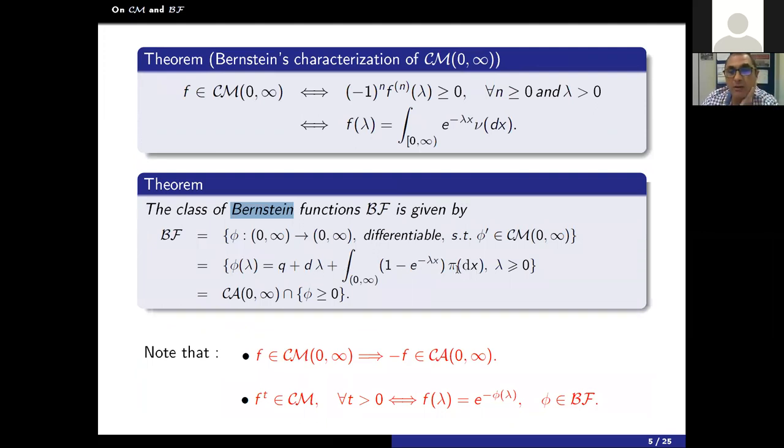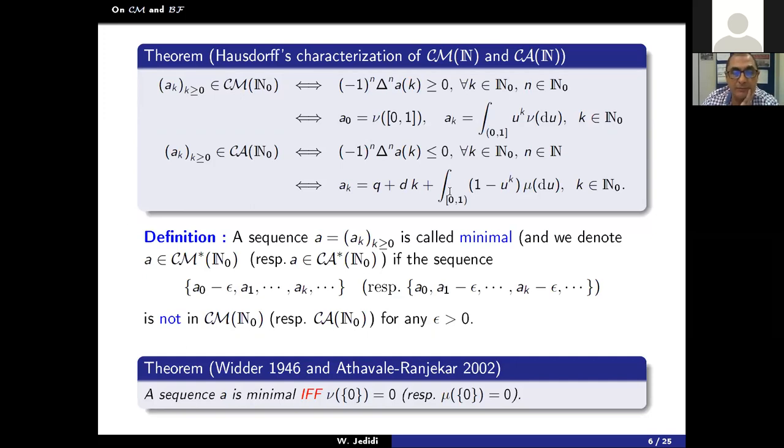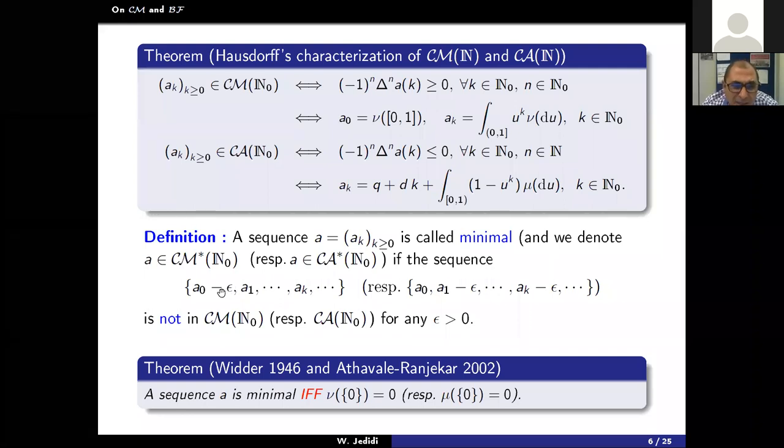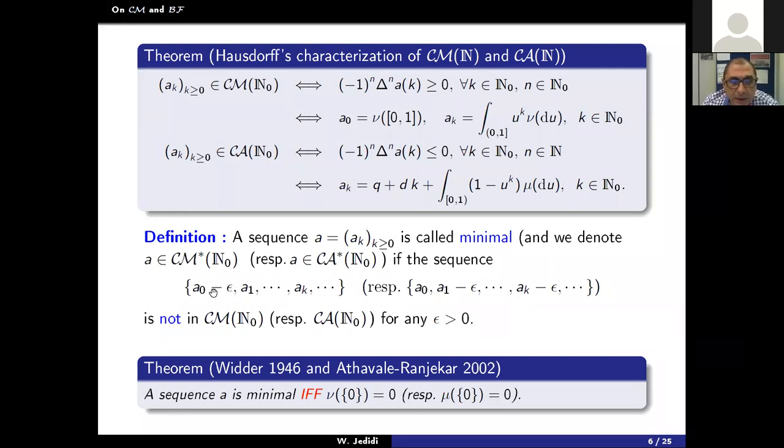So until now, things go very smoothly. I need a small technicality. I will call a sequence a_k minimal whenever it's completely monotone, and it ceases to be completely monotone if you just modify a little bit the first term. Remove or add any epsilon, then if you just modify the first term, this property will fail. For alternating functions, it's the same, but on the right.